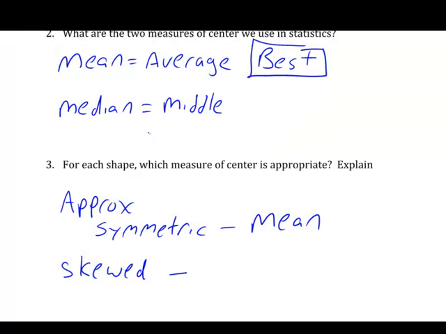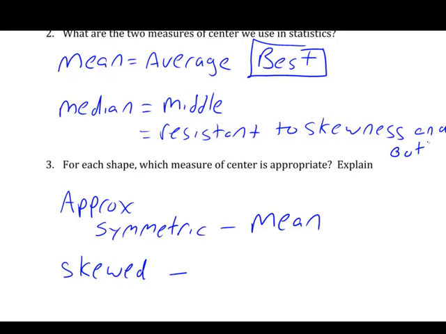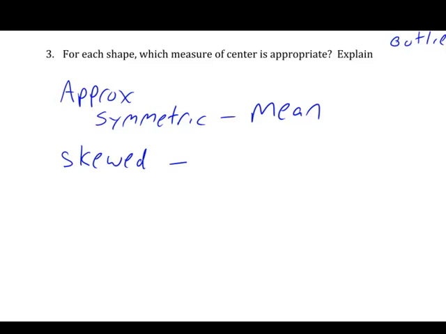So I'm going to add to my notes that the median is the middle number. It's also resistant to skewness and extreme outliers. So resistant to skewness and outliers. Okay? So if that's the case, whenever we have a skewed distribution, we want to use the median as a better measure of center because it's resistant.